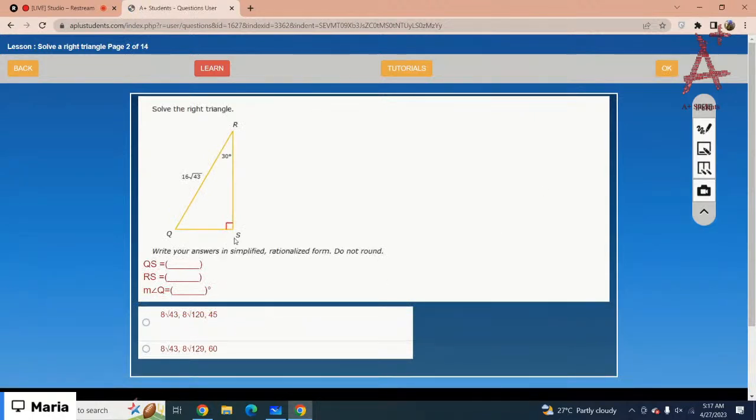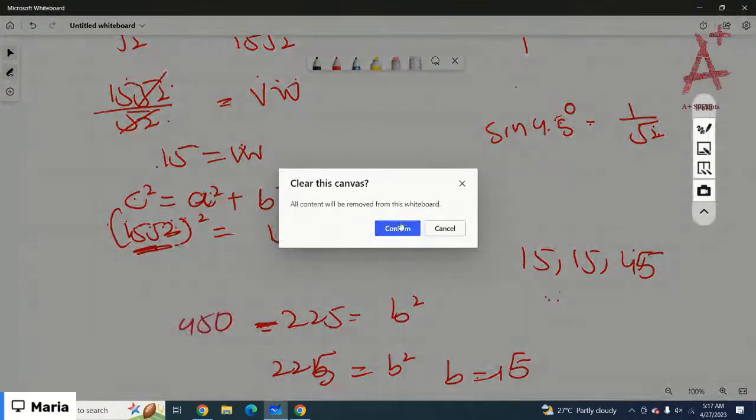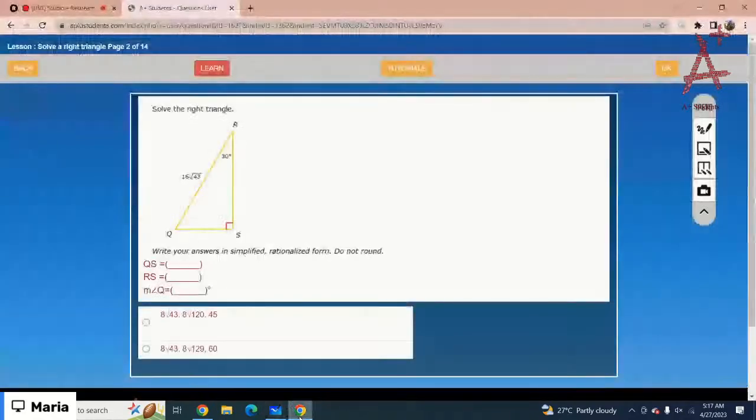Okay, the next one is, this angle is 90 degrees, this one is 30 degrees. Got it? That means the other angle must be 60 degrees, because the sum of all the angles in a triangle must be 180. So if one of them is 90, one of them is 30, the other one is 60. Now we're going to relate this equation with the 90, 30, 60 triangle. These are the special triangles.